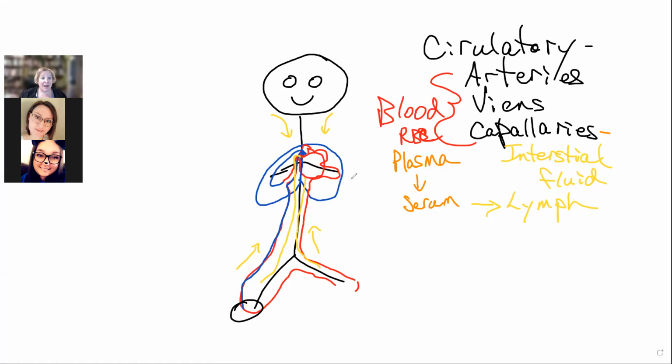And while it's coming back from the tissues, it is an excellent time to check for pathogens. So the lymph goes through a series of organs that we call lymph nodes. So besides the lymphatic vessels, we've got lymph, we've got lymphatic vessels, and we also have lymph nodes.